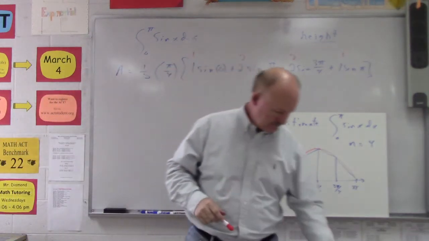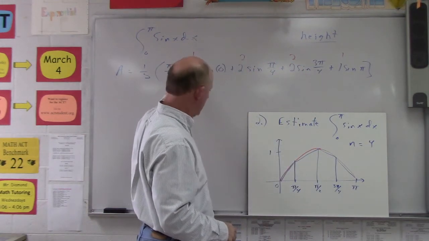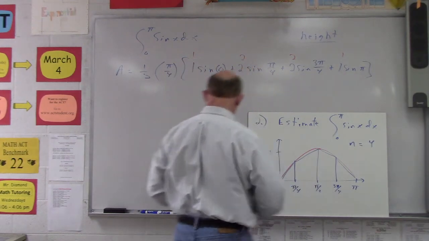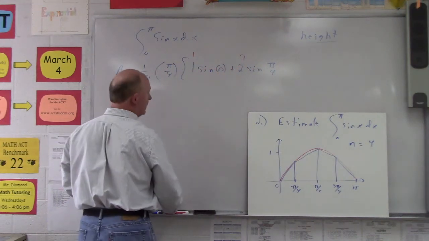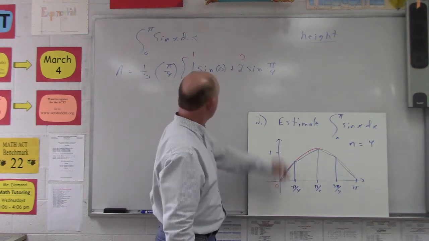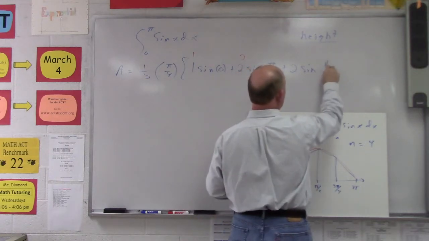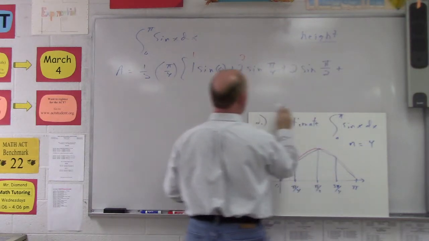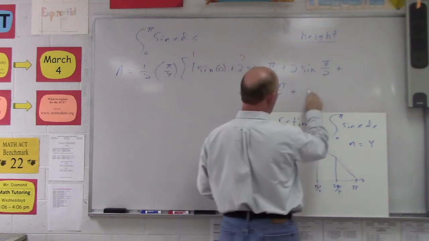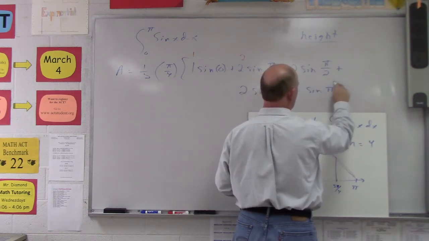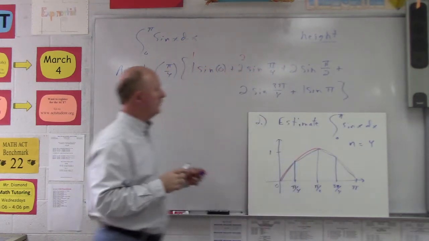Let's make sure I get that. Actually, I left 1 out here. Let me erase this again. It should be sine 0, then pi over 4, and then plus 2 times sine of pi over 2. I left that out. So plus 2 sine 3 pi over 4, plus 1 times sine pi. This is it now.